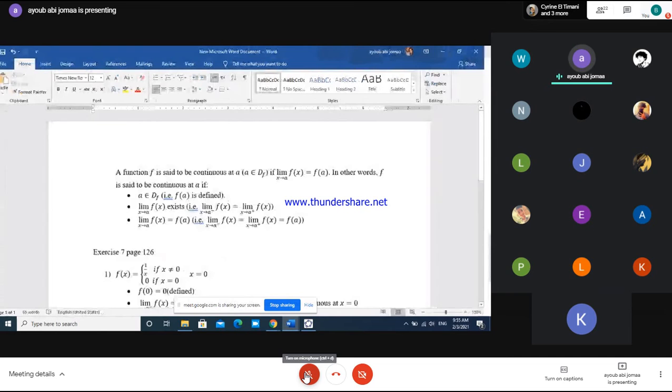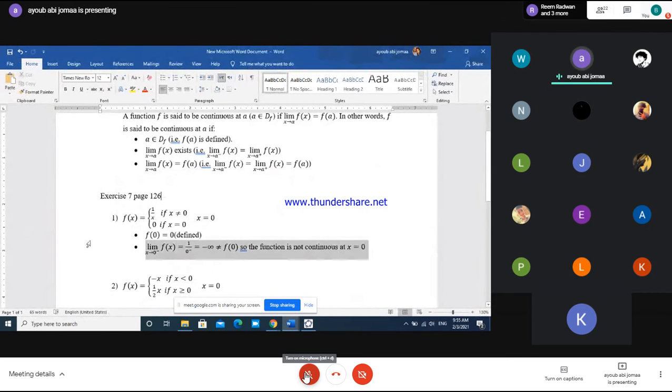But in this example, you have this function. The first condition: is f of 0 defined? Yes, defined, because here you are given f of x equal to 0 if x equal to 0. It means that f of 0 equals 0. So the first condition is satisfied. The second condition: the limit as x approaches 0 minus is negative infinity. That's it, I can stop from here and say that this function is not continuous.